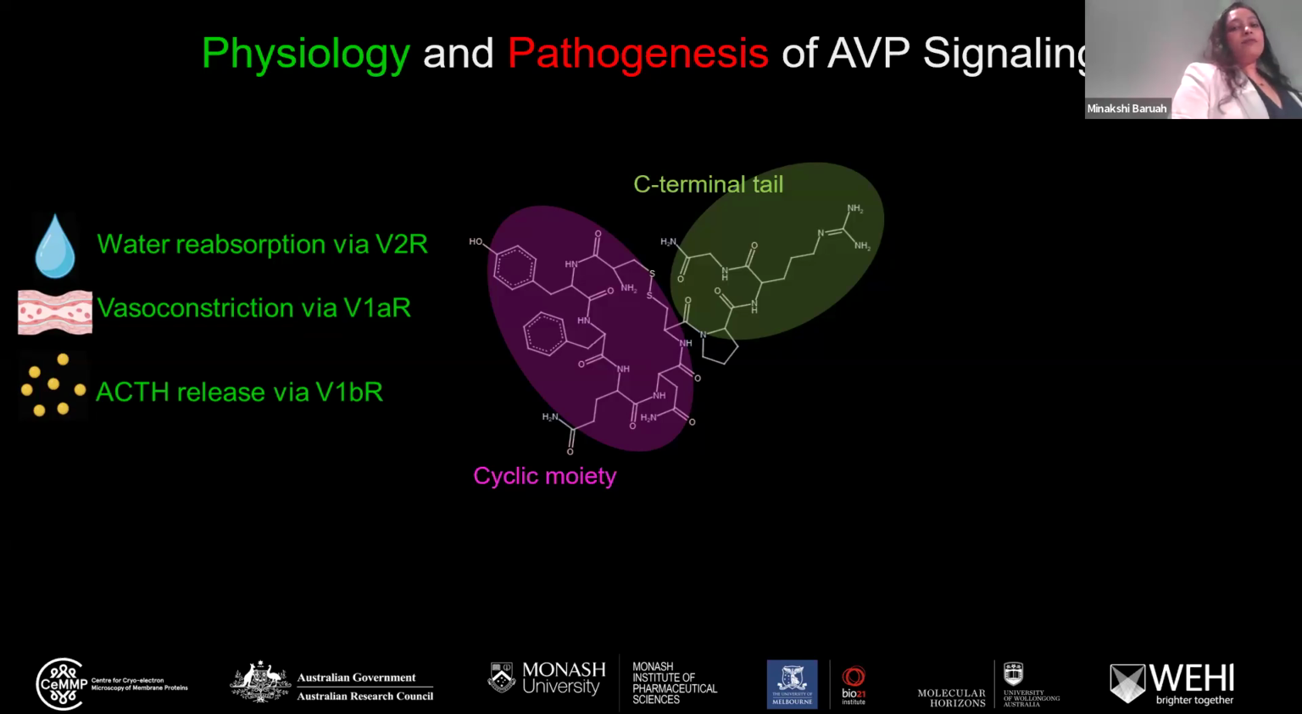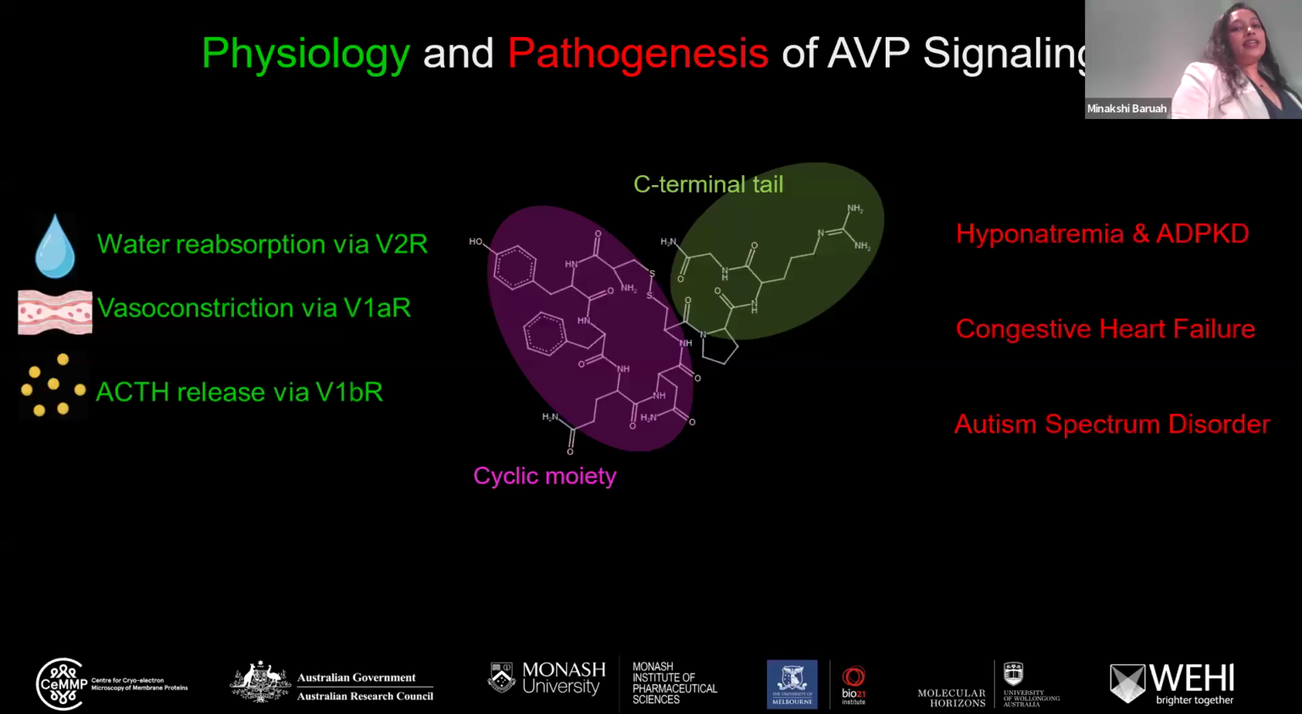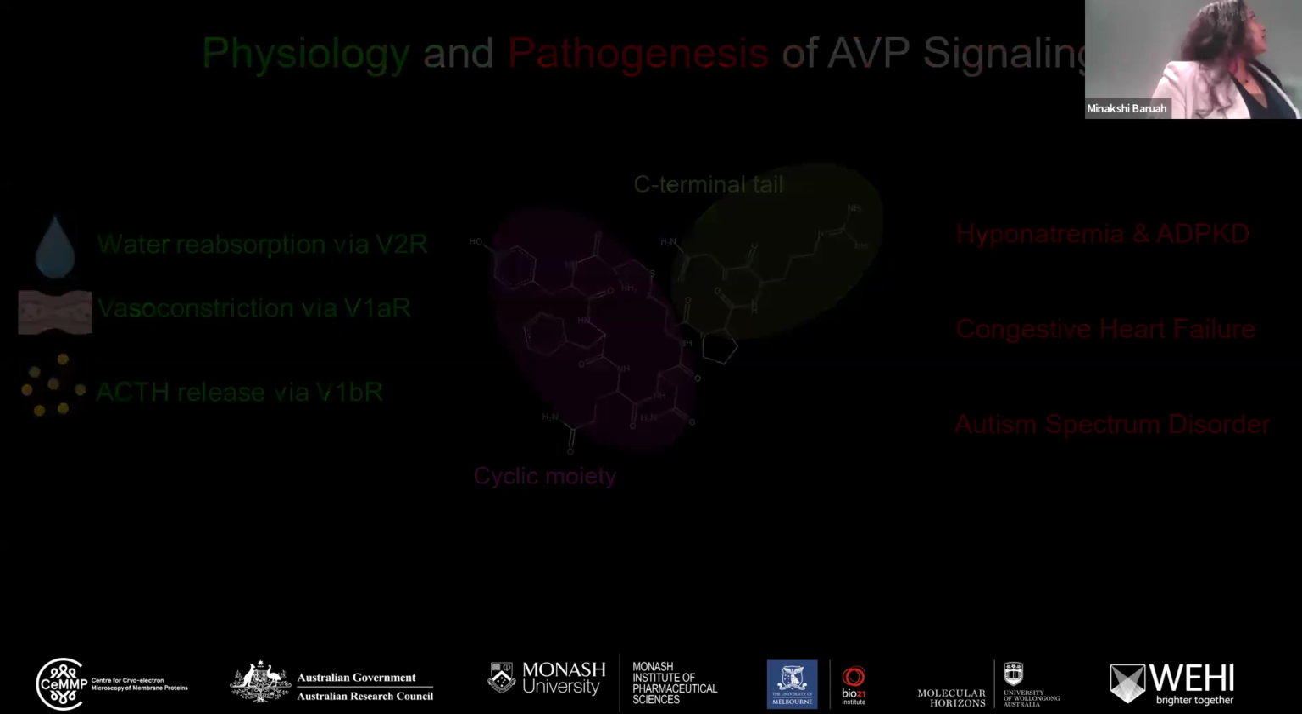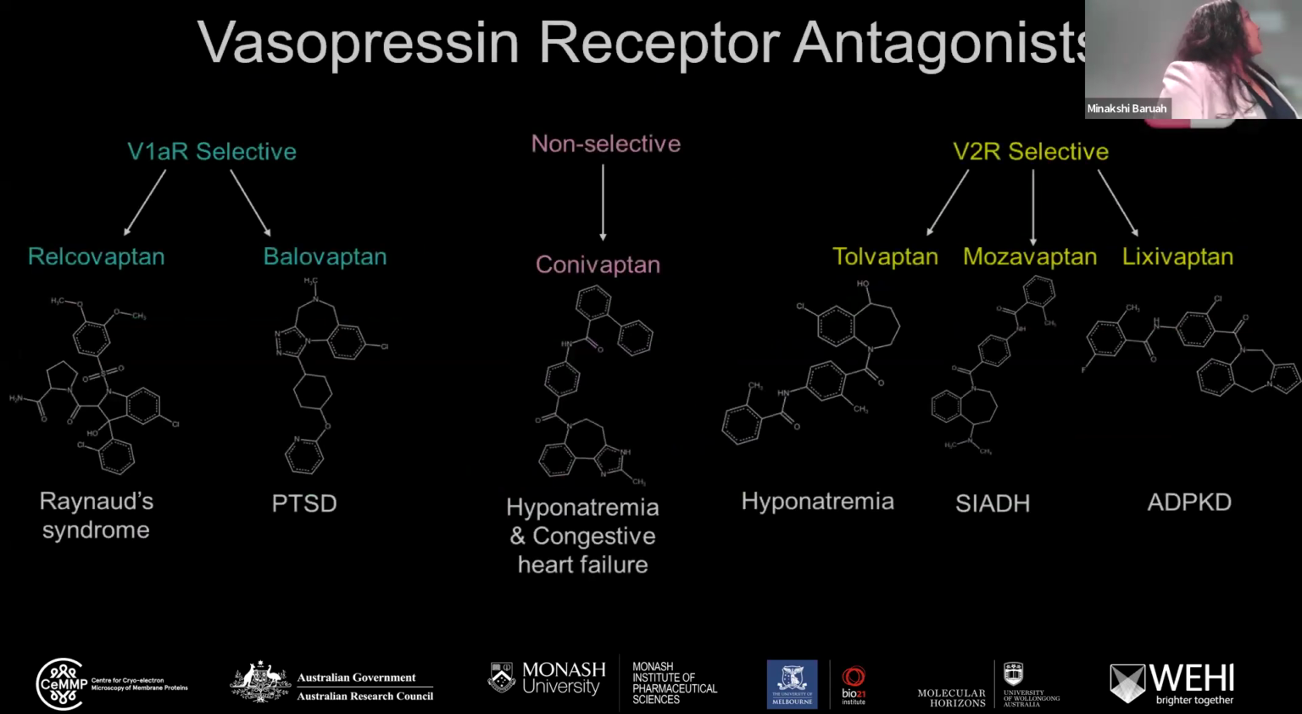However, when the AVP levels are abnormally elevated, that can cause severe physiological conditions, including kidney disease, congestive heart failure, and certain behavioral conditions such as autism. Therefore, several antagonists have been developed to target these receptors over the past years. Here, I'm showing a handful of vasopressin receptor selective and non-selective compounds, and these are all small molecule non-peptide compounds that were developed to target either V2R or V1AR or both of them in the hope of treating these different clinical conditions.